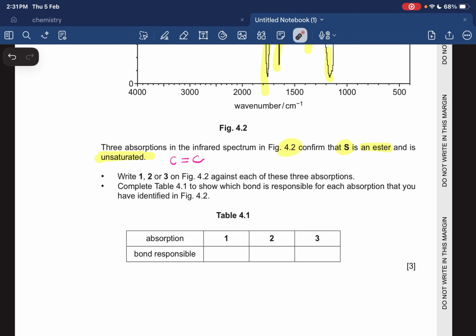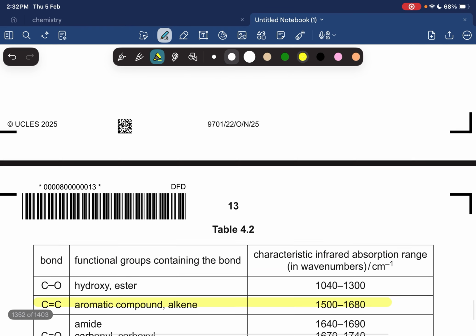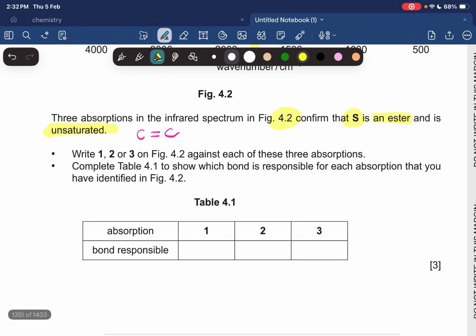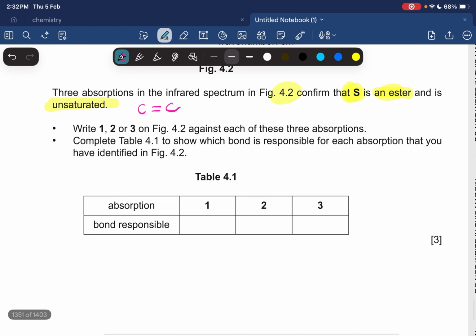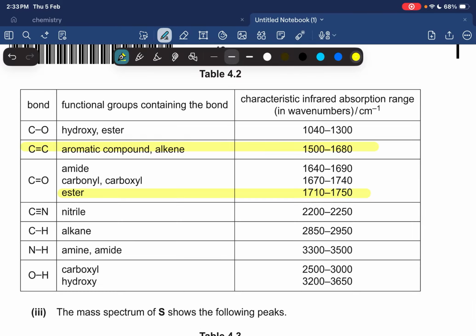So the first thing that I'm going to write in the table is, I know it's an ester, so I am going to go with this ester thing. I know it's unsaturated as they told, right? So unsaturation means carbon-carbon double bond. Since we have to prove that the infrared spectrum confirms S is an ester, an ester is going to have this group, right? So we also need the C=O. Where is the C=O? Look, we have it here.